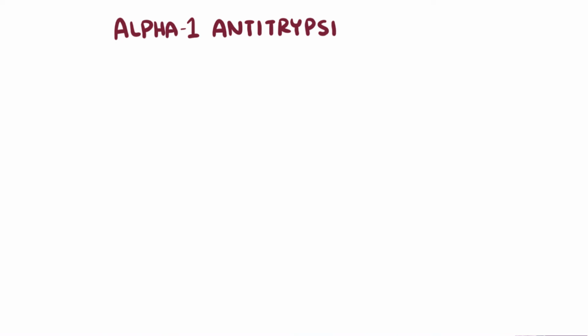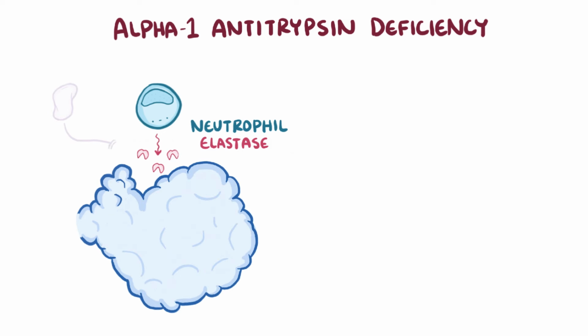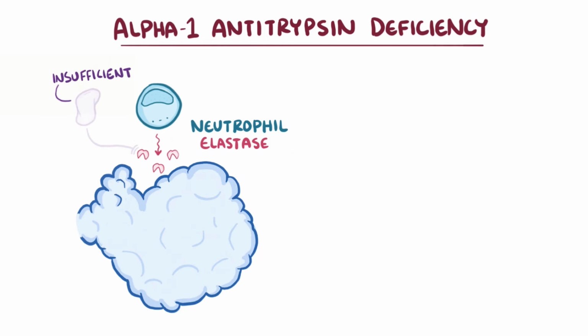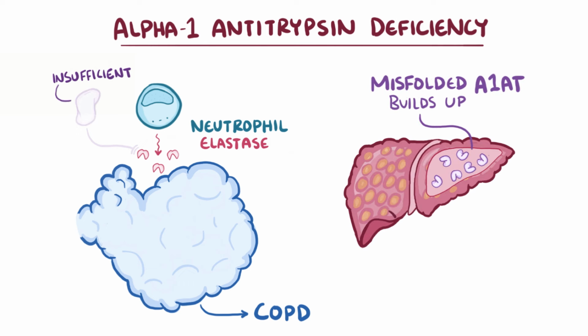Alright, as a quick recap. In alpha-1 antitrypsin deficiency, the alveoli in the lungs are damaged by neutrophil elastase, since there's insufficient alpha-1 antitrypsin to counter it, causing chronic obstructive pulmonary disease. And in the liver, misfolded alpha-1 antitrypsin builds up, killing hepatocytes and leading to cirrhosis.